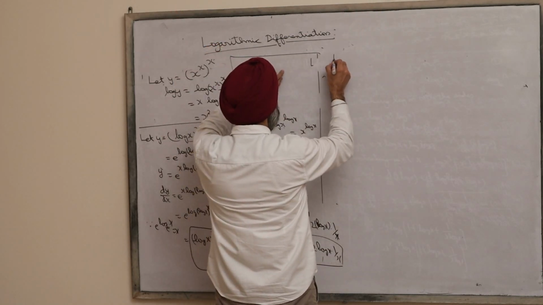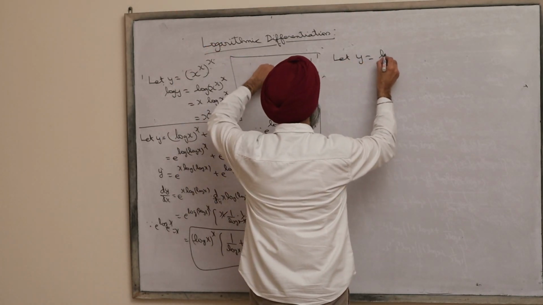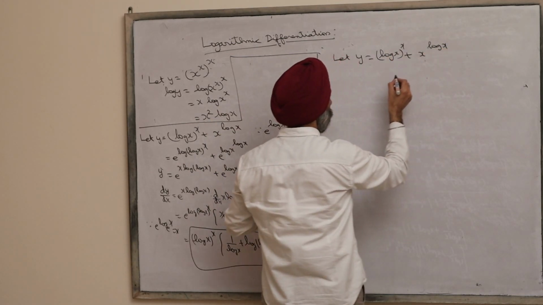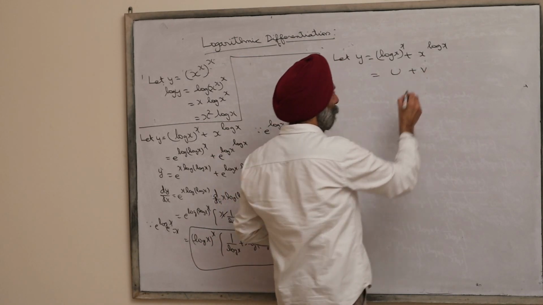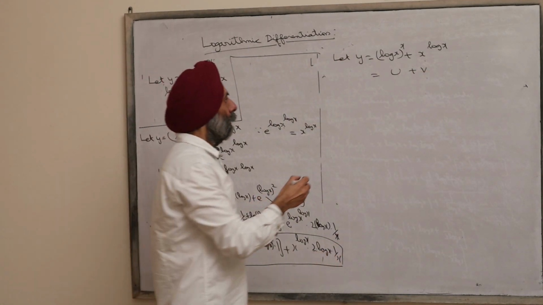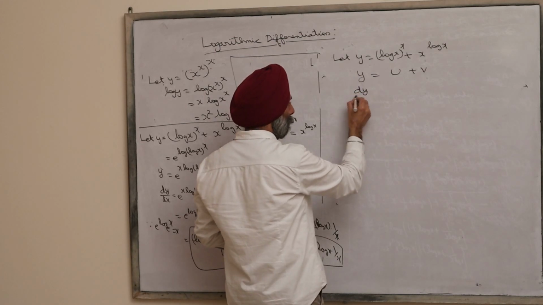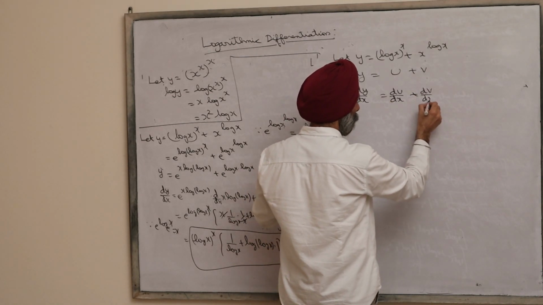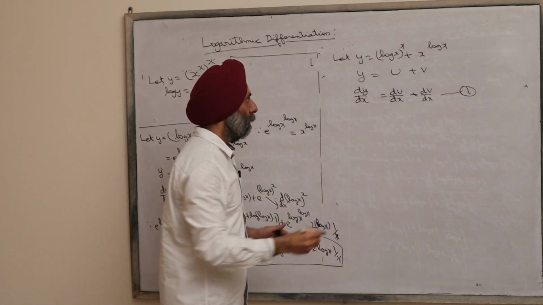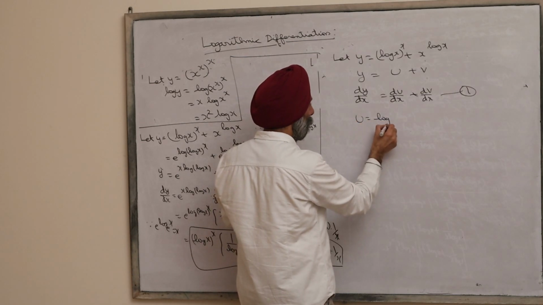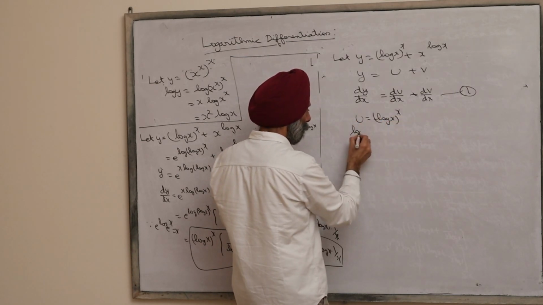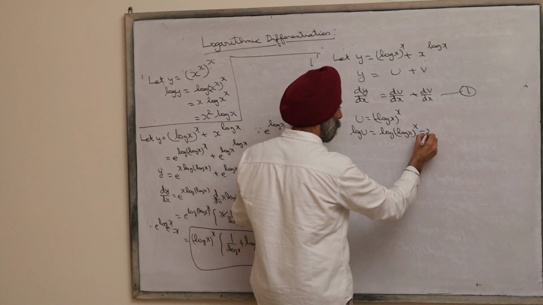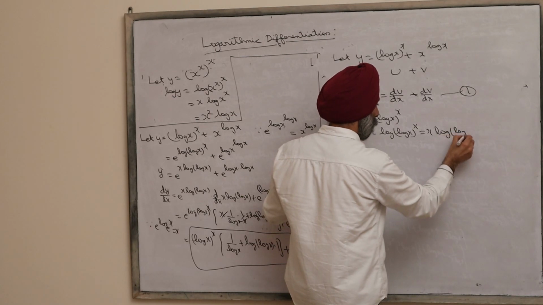Now the other way out is, we have y is equal to log x raised to the power x plus x raised to the power log x. Let us say this is equal to u plus v. Now we know that dy over dx is equal to du over dx plus dv over dx. This is first. What is u? u is equal to log x raised to the power x. So taking log on both the sides, it is log of log x raised to the power x, which means that it is x log of log x here.